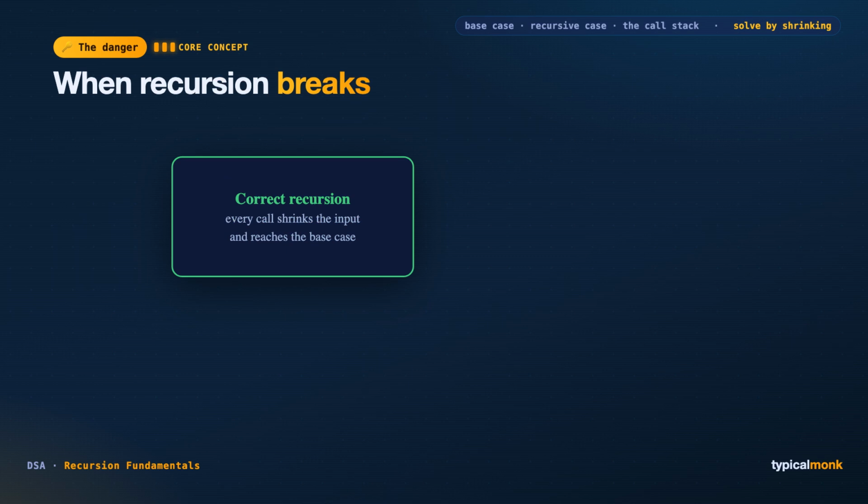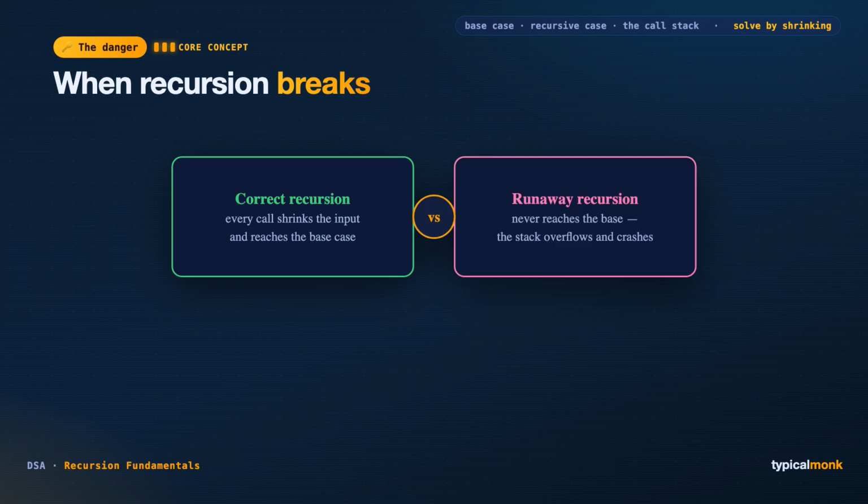Correct recursion looks like what we just saw. Every call shrinks the input, so the chain of calls marches steadily toward the base case, hits it, and unwinds cleanly. The stack grows for a while, then empties. Everything is fine. Runaway recursion is what happens when the calls never reach the base case. Maybe you forgot the base case entirely, or your recursive step does not actually make the problem smaller.